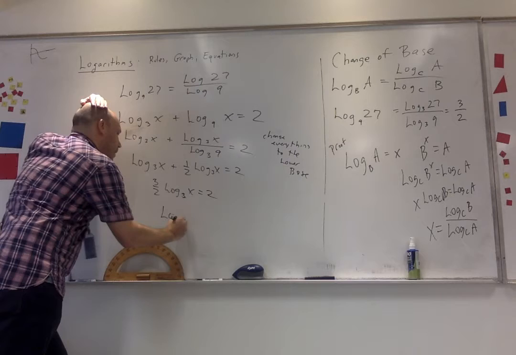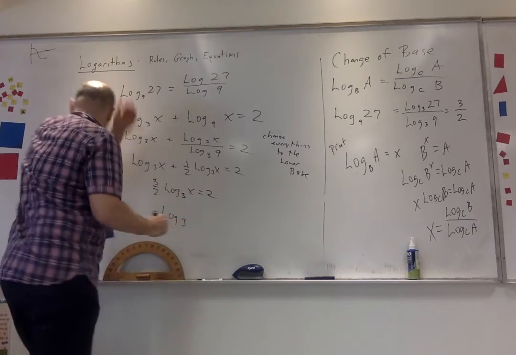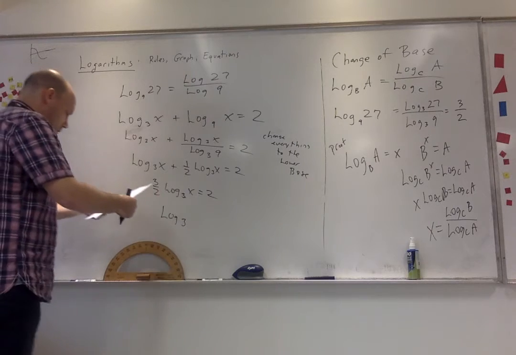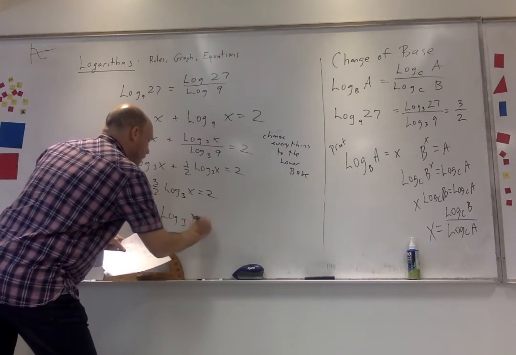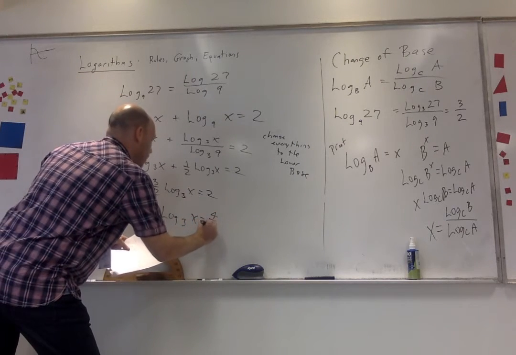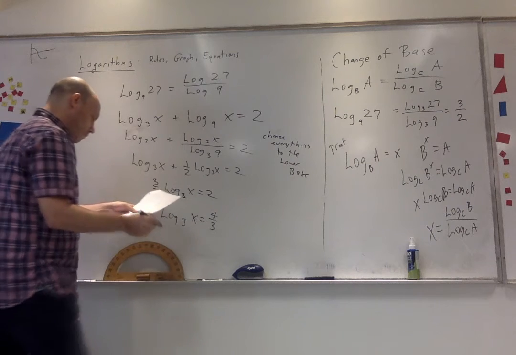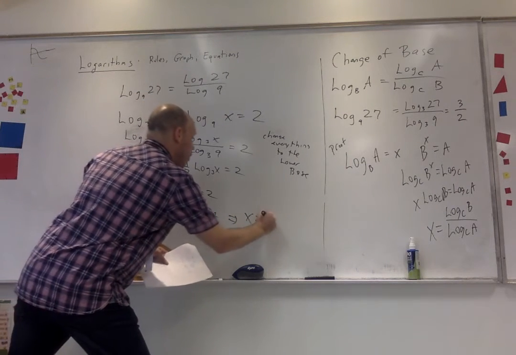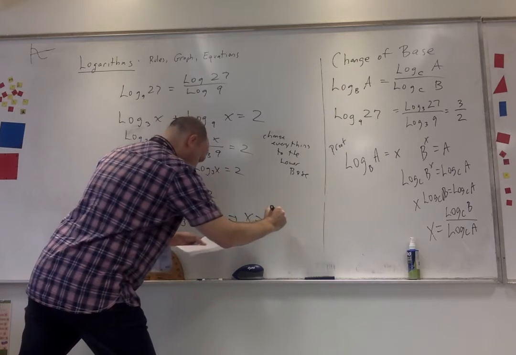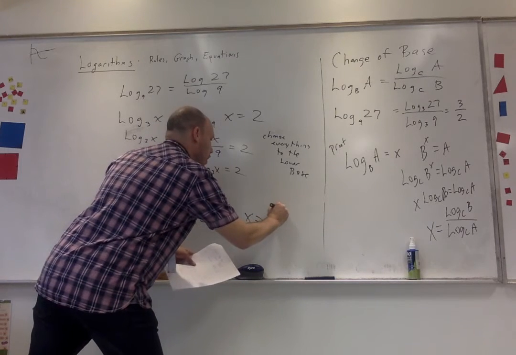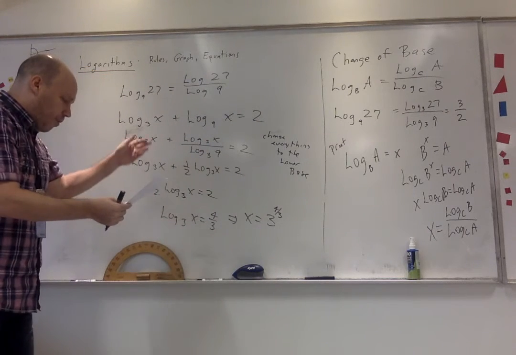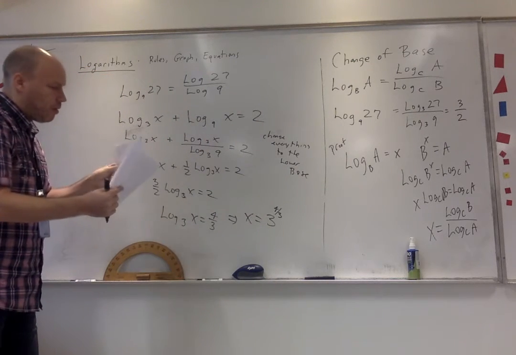Log base 3, how are we doing? Log base 3 of x equals 4/3. Therefore, x equals 3 to the 4/3. You would leave it like that. And these problems show up like this.